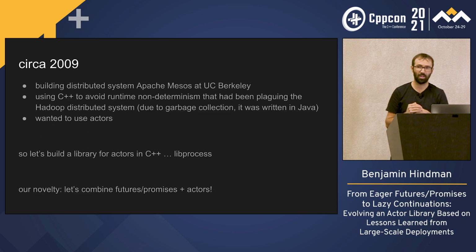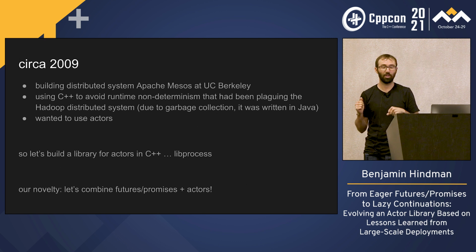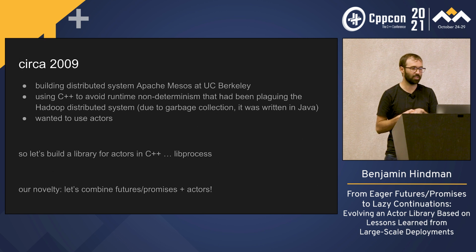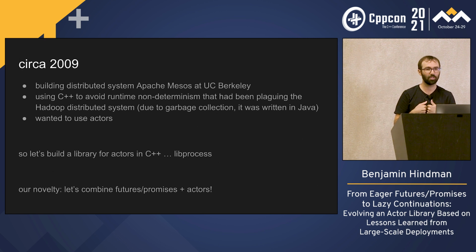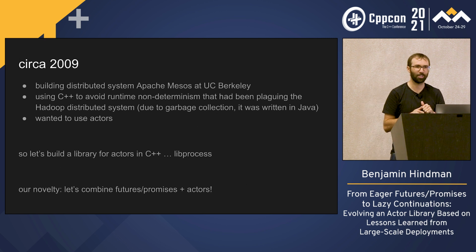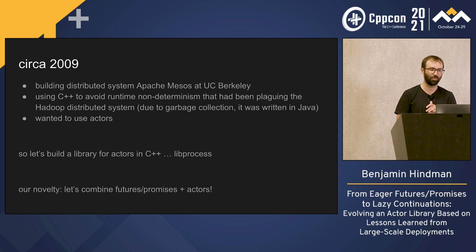So this was circa 2009, okay? So again, this was before std::future and promise. This was before lambdas. The library itself, libprocess, has evolved quite a bit. We built it actually to help build a distributed system called Apache Mesos at UC Berkeley. We chose at the time to use C++ to actually avoid a lot of the runtime non-determinism that we'd seen from a bunch of the other systems that we were doing research with, in particular Hadoop, which was on the JVM and had all sorts of garbage collection pauses, which were really, really painful.